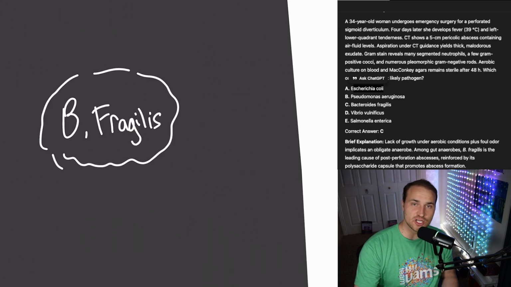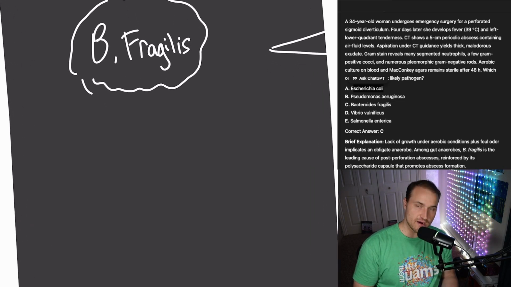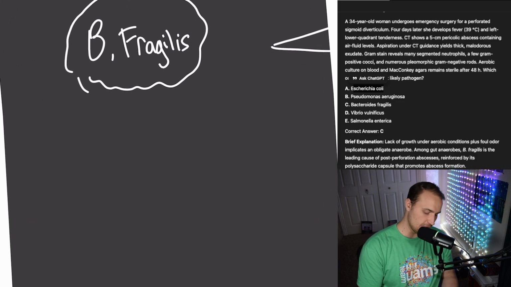fragilis, normally it is just chilling in the colon. But then you get a perforation. It could be like a bullet wound, ruptured appendix, diverticular blowout. It will sneak into the peritoneum. The capsule helps it stick to the wall. Then the enzymes liquefy the tissue, and then you put the plate in room air and nothing grows. And that's the giveaway. That's how we know it's an obligate anaerobe.